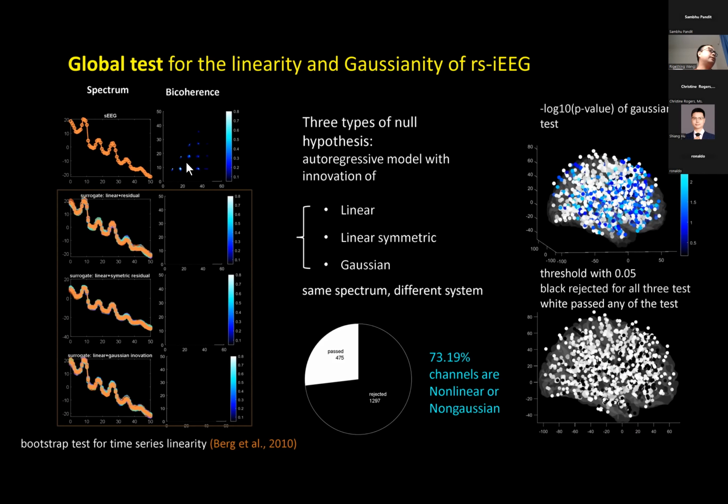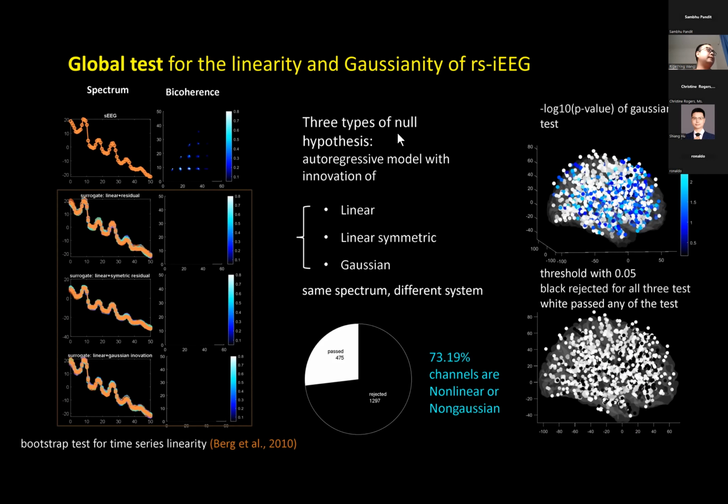The original data has nonlinearity, and you can see the highlighted dots there, but in the bootstrap samples there is no value in the bicoherence. With this test, you can see that even if the spectrum is the same, the system can be different. So we need the bispectrum for modeling this.